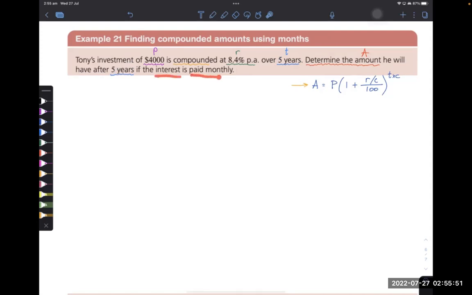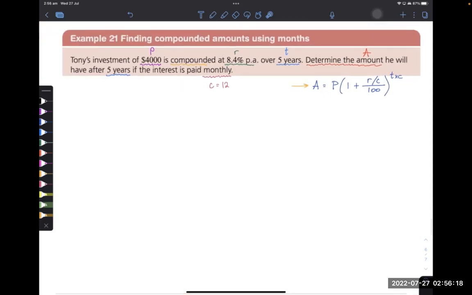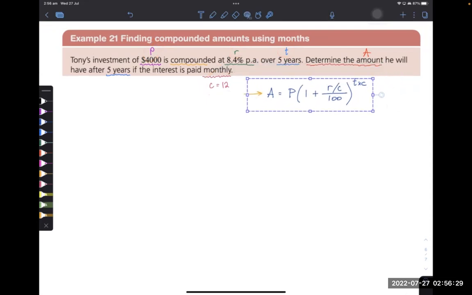Now it says here, if the interest is paid monthly, the key word here is monthly. The word monthly here represents our C, which is how many compounding periods we have a year. So if you're getting paid monthly, then that means you're going to have 12 payments in the year. So let's just double check what we have. Let's look at the letters that we already have. And let's compare this to this formula here. And we'll just go through and see if we can tick it off.